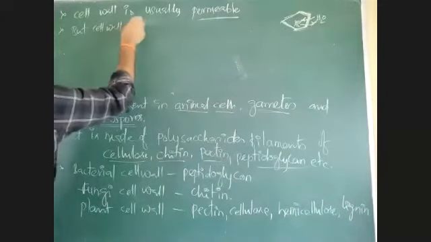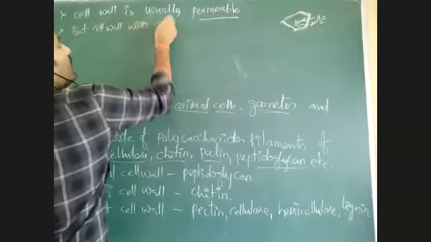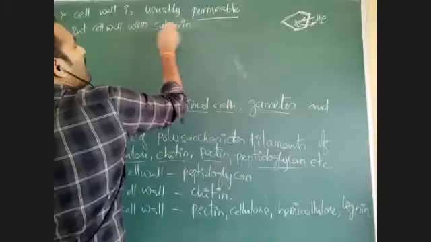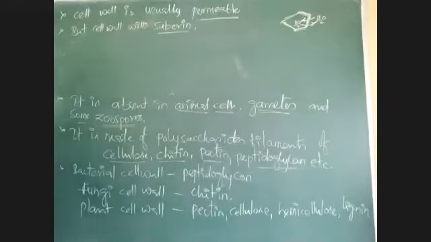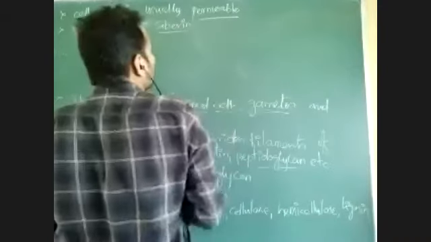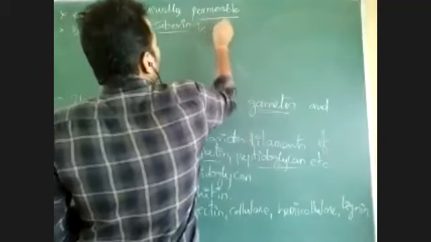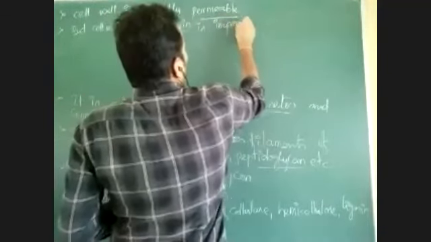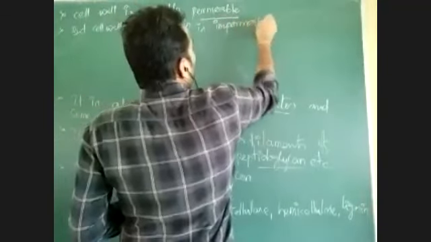Cell wall is usually permeable, but a cell wall with suberin, which is another chemical substance, is impermeable in nature and cannot allow water.